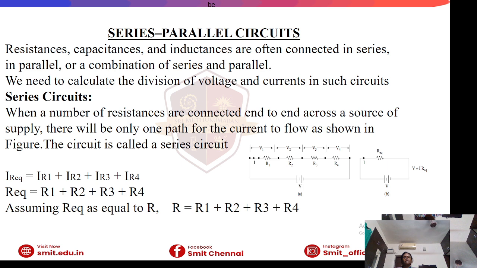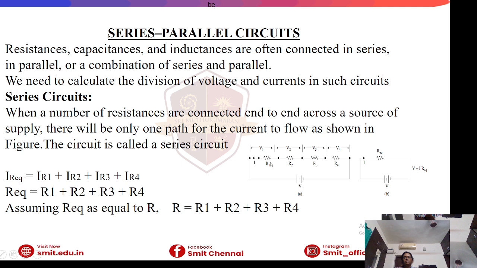Now let's see series and parallel circuits. Resistance, capacitance and inductance are often connected in series and in parallel or a combination of series and parallel. We need to calculate the division of voltage and current in such circuits. Let's first see the series circuit. When a number of resistors are connected end to end across a source of supply, there will be only one path for the current to flow as shown in the figure. The circuit is called a series circuit.